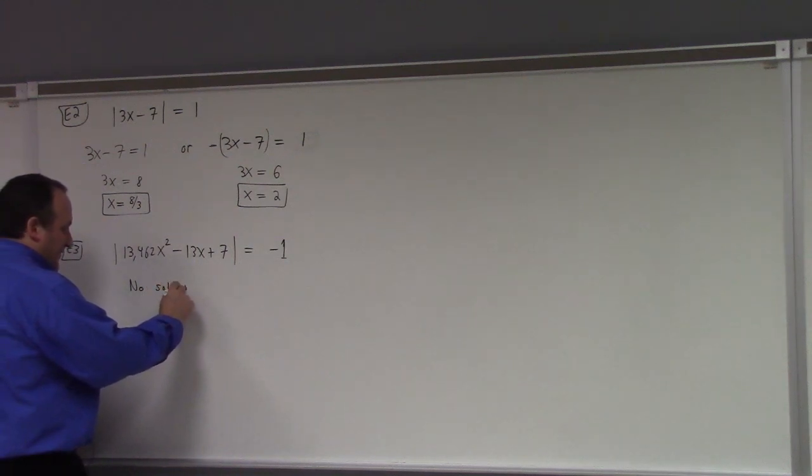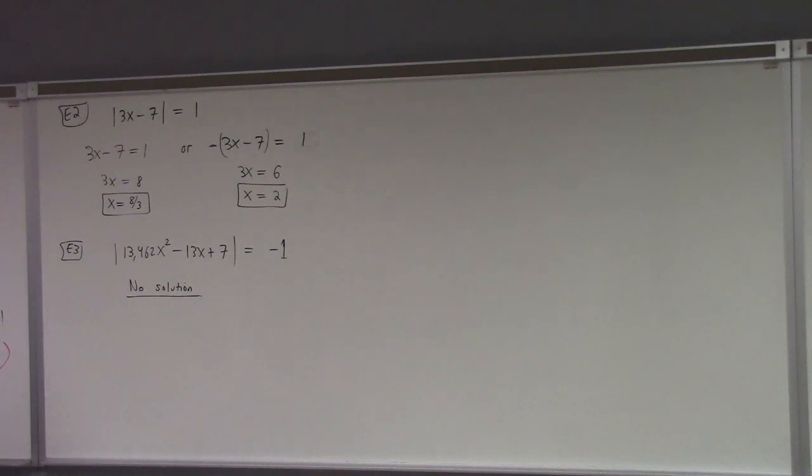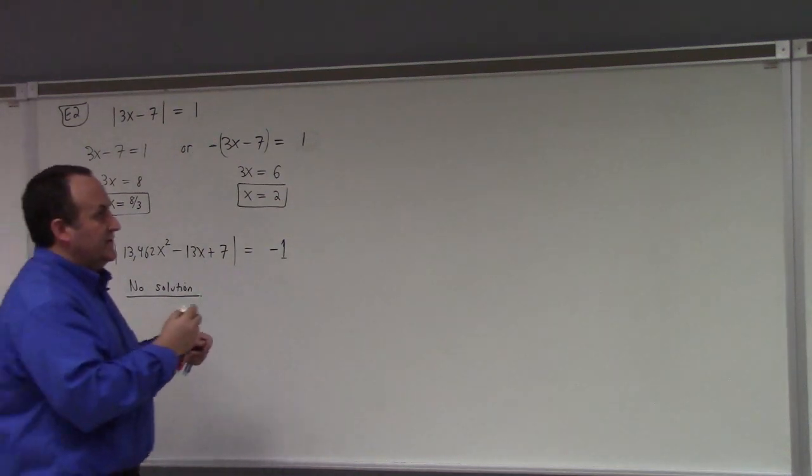That's impossible. We can't have absolute value equal to a negative. All right? It can be that easy. All right? Let's look at another one. Are there always two solutions? Like what happens? Not always.